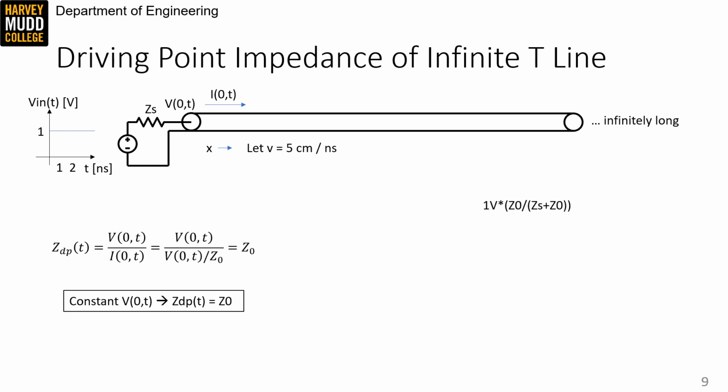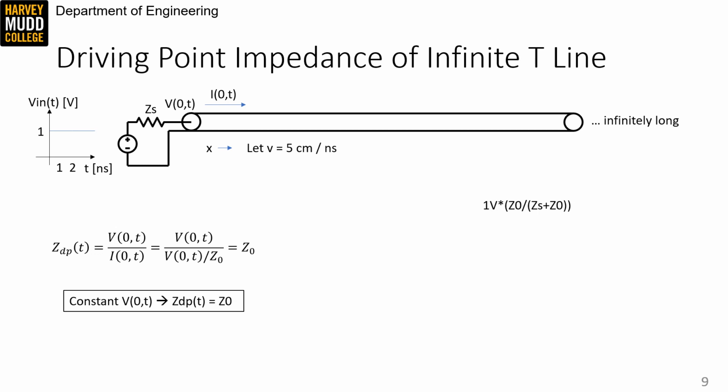So, we're going to start exploring these different kinds of impedance by calculating the driving point impedance of a transmission line. To do that, I've drawn a schematic here that shows a step function being driven into a transmission line. The function generator in this case has a source impedance of Zs. We're calling the node between Zs and the transmission line V(0,t), and the current flowing in the transmission line I(0,t).